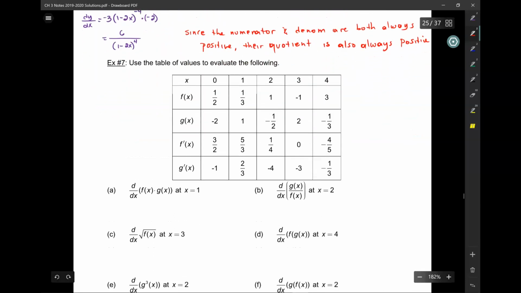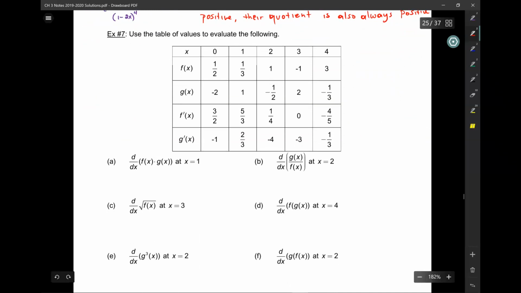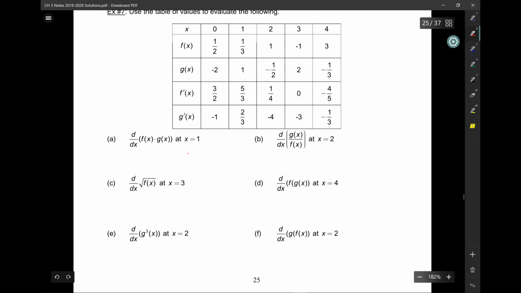So, use the table of values to evaluate the following. So basically this is saying the derivative of f of x times g of x at x equals 1. Now, the derivative of f of x times g of x is a product rule, right? So, you have two functions being multiplied by each other, and you want to take a derivative. So, u is f of x, v is g of x. So, u prime is f prime, and g prime.